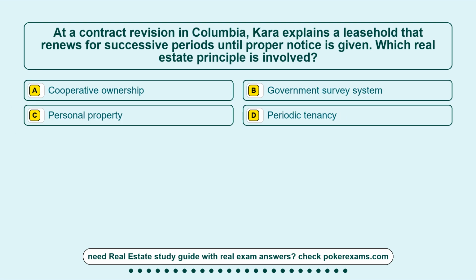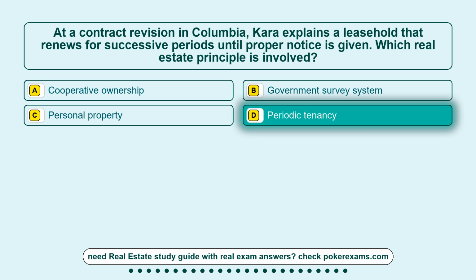Question 13. At a contract revision in Columbia, Kara explains a leasehold that renews for successive periods until proper notice is given. Which real estate principle is involved? Option A, cooperative ownership. Option B, government survey system. Option C, personal property. Option D, periodic tenancy. The correct answer is option D, periodic tenancy.